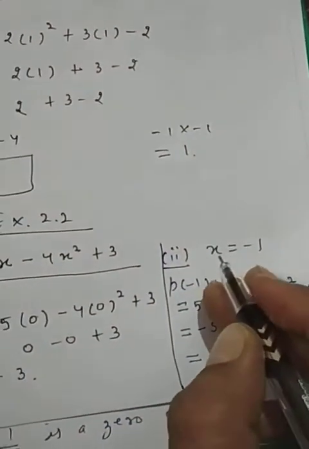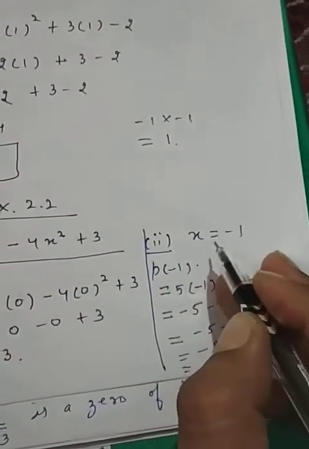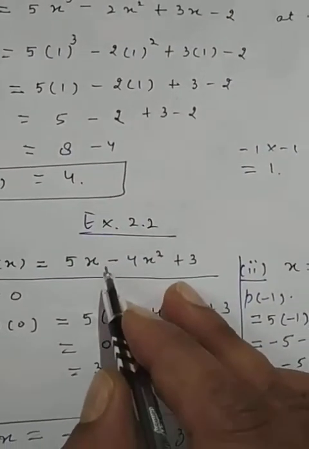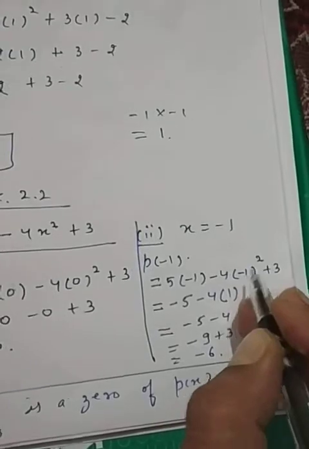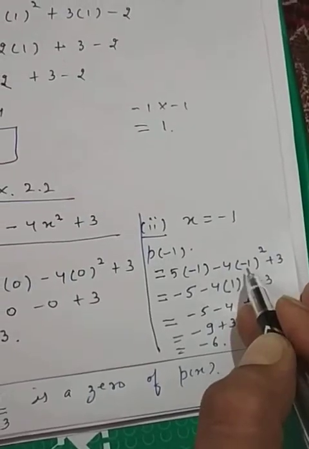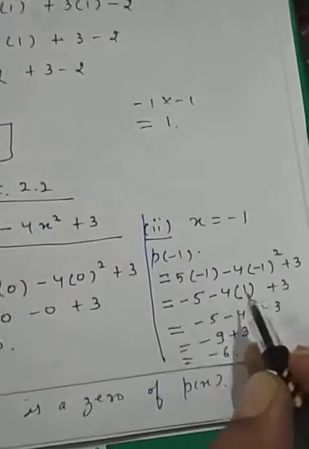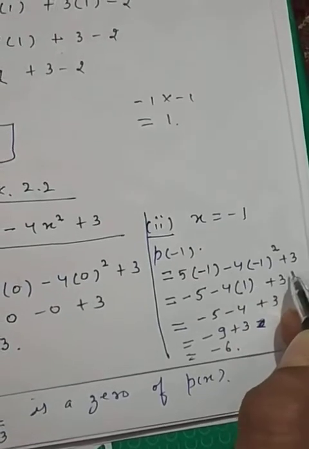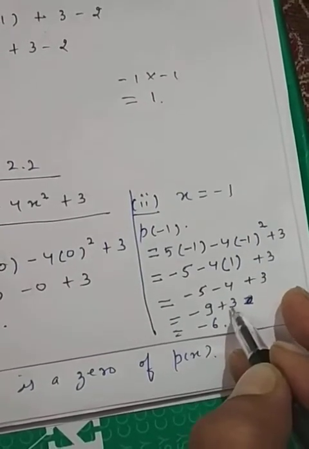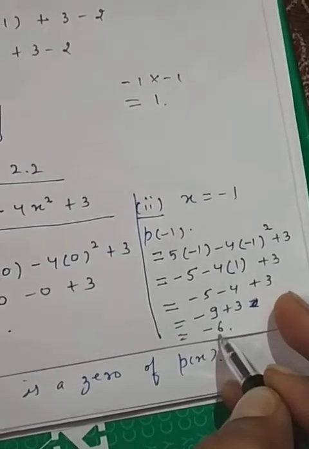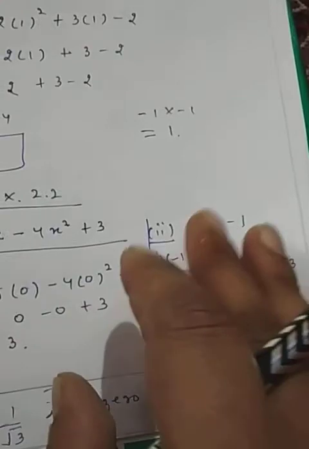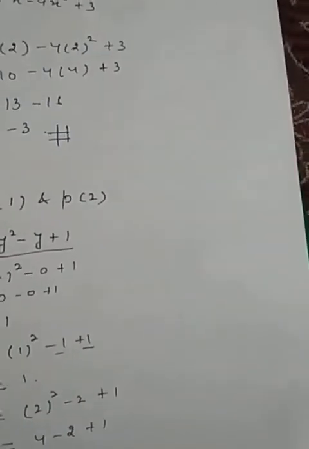Now see, second part of question number 1. Now the value is given x equals minus 1. We will put it in the same polynomial. 5 into minus 1 minus 4 into minus 1 square plus 3. Now see, 5 into minus 1 is minus 5. Minus 1 square, minus 1 multiplying minus 1 is equal to 1. So minus 4 multiplying with 1 plus 3. Now see, minus 5 minus 4 plus 3. This is minus 9 plus 3. Now minus 9 plus 3, the value comes out minus 6. So in this method, you just have to put the values of given x into the polynomial p(x).